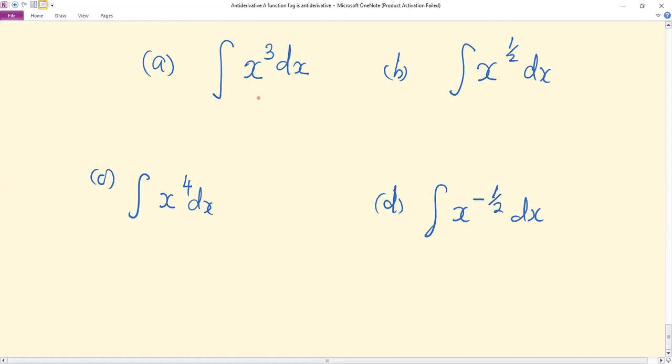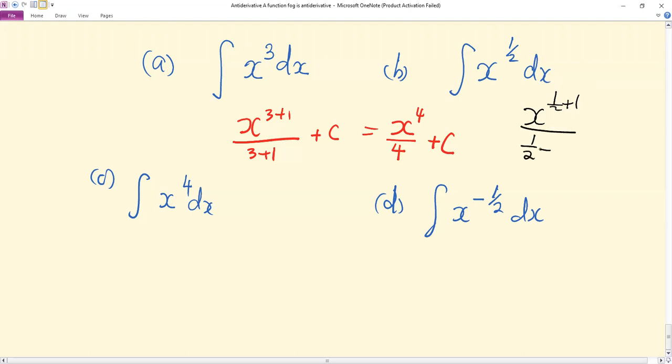So, solution. For A, x to the power 3 plus 1 divided by the new power 3 plus 1, then plus C, which is x raised to the power 4 over 4, plus C. For the second problem, x raised to the power half plus 1 divided by the new power half plus 1, plus C. A half plus 1 is 3 over 2, so this gives us 2 over 3 x raised to the power 3 over 2, plus c.